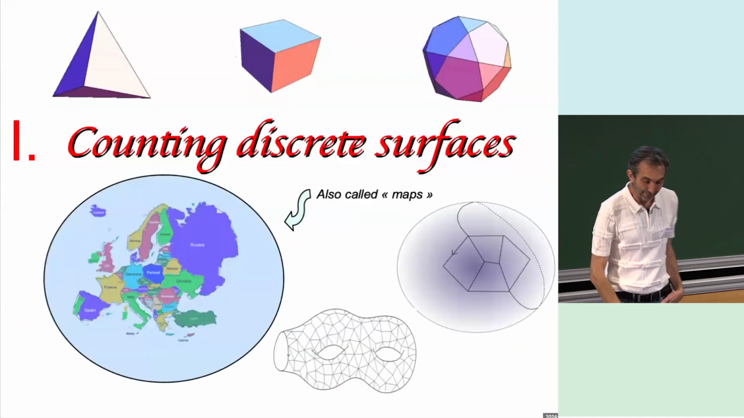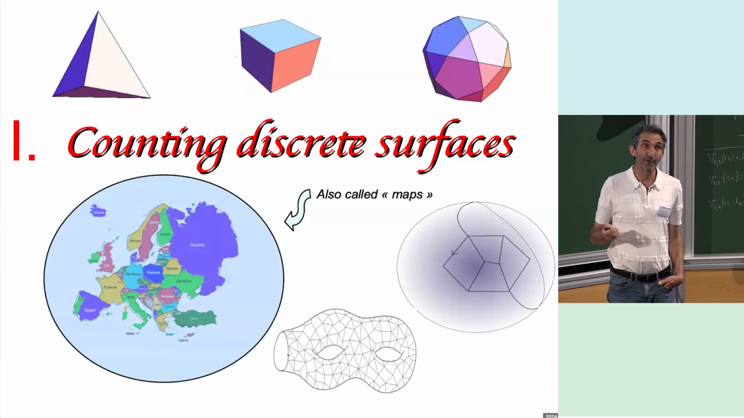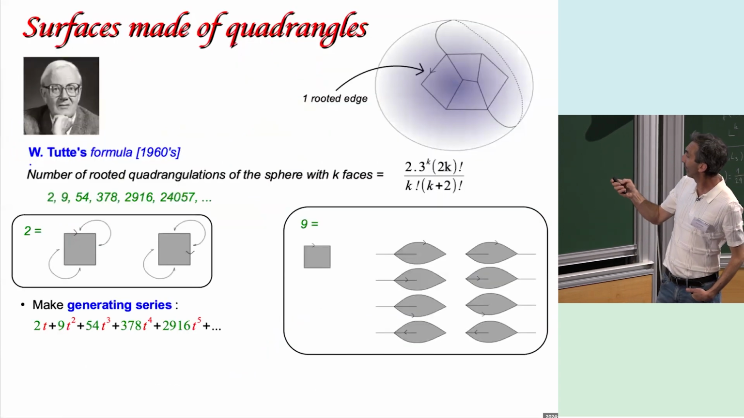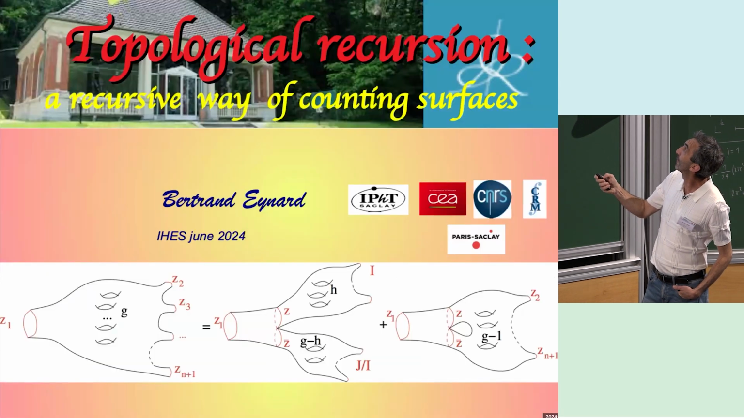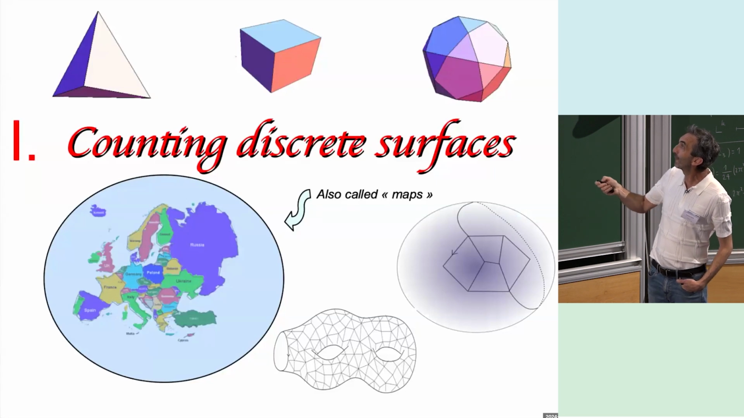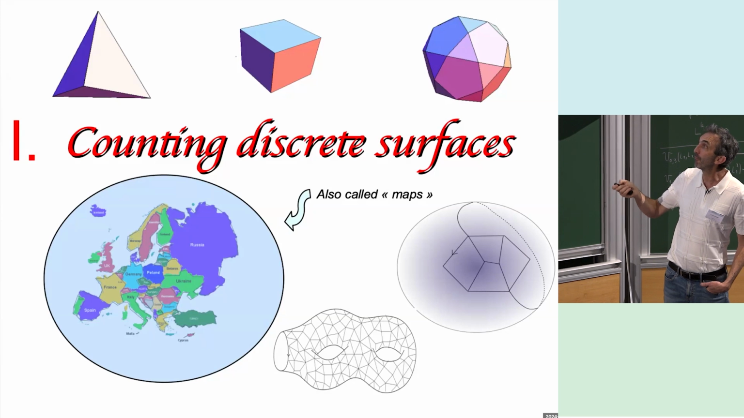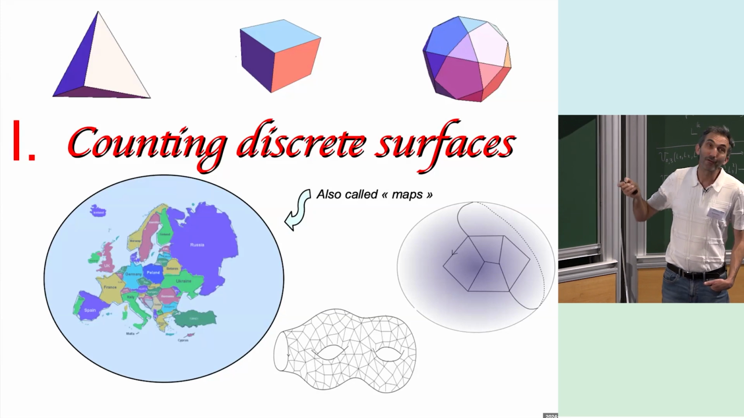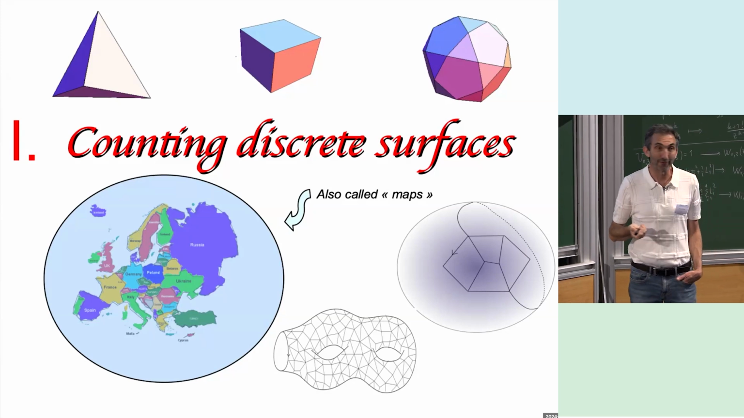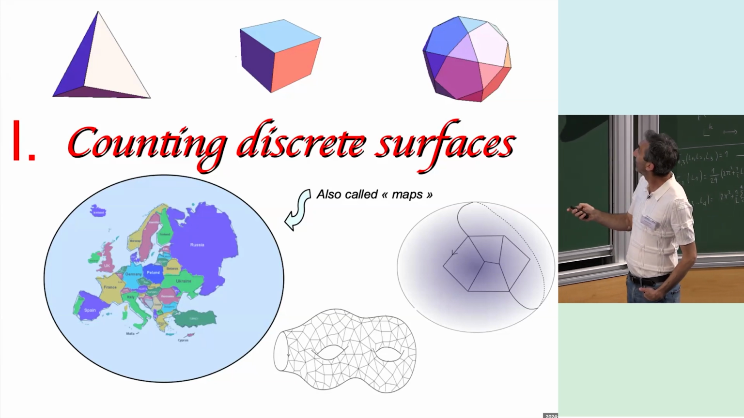I will start with a first example, which is to count discrete surfaces. Surfaces made of polygons like that, also called maps. They're called maps because you can think of a map of the world as made of different polygons that you glue together by their sides. So this will be my first example.